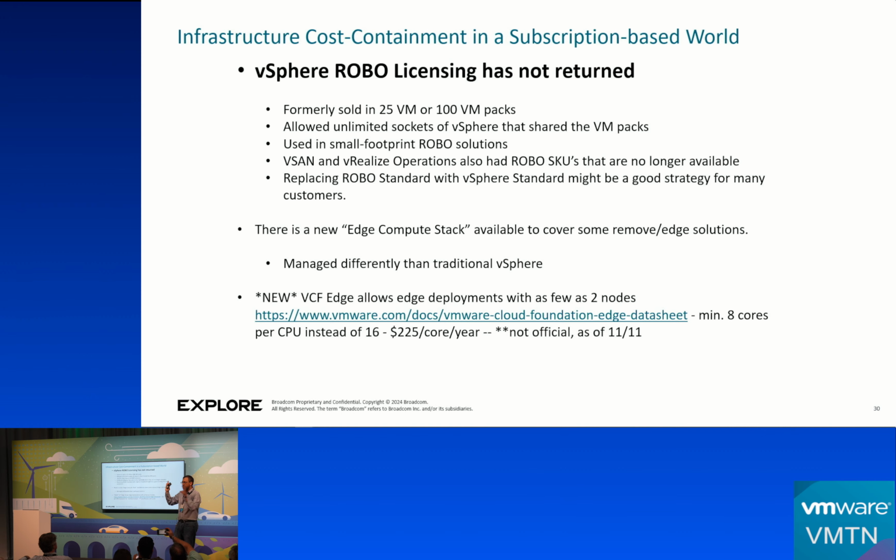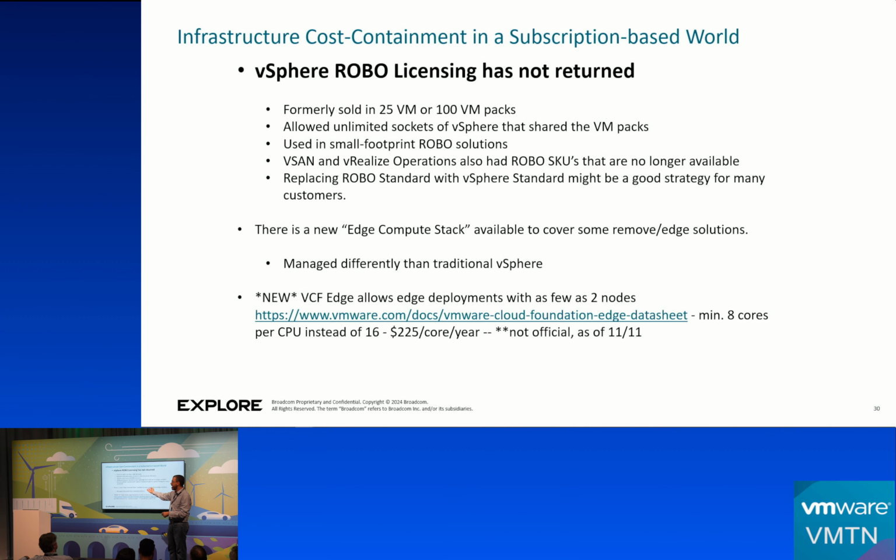Okay, so I love Robo. Unfortunately, I loved Robo. So there is no more vSphere Robo. It was sold in 25 or 100 virtual machine packs. So like in some of my schools that we have an MSP for, I'd have 2 hosts at each campus. There'd be a couple DCs, a couple DHCP servers, an SCCM distribution point, things like that on those hosts. Maybe 10 VMs on 2 servers. And I could license all of my schools with a 100 VM pack.